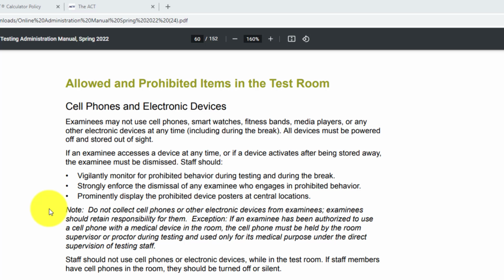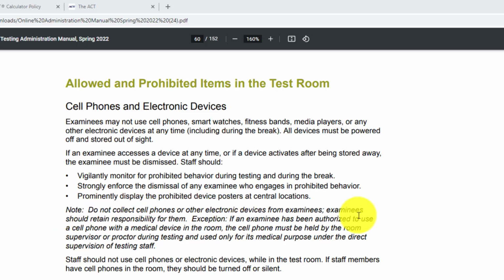So it's more encouraged to make sure that the students leave their cell phones at home, or in their car if they drove, or in a locker if they have a locker. All right. If they don't, then the room supervisor must collect them and put them in the front office. And then after testing, the students will retrieve them.